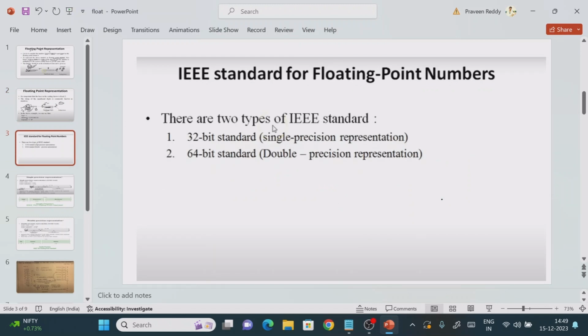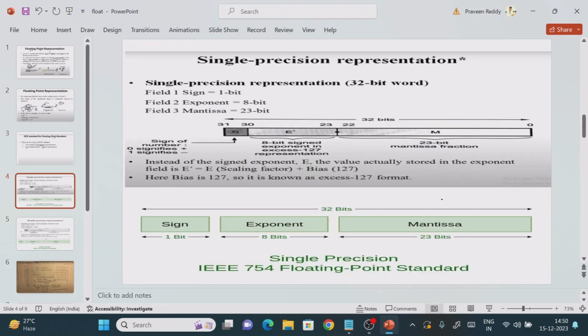In the IEEE standard floating point number, they may ask you to represent a given binary or decimal number in terms of the 32 bit standard. One way of asking is to use the single precision representation, and another way is the 64 bit standard or double precision representation. First is single precision and second is double precision. So we will try to solve the problem.